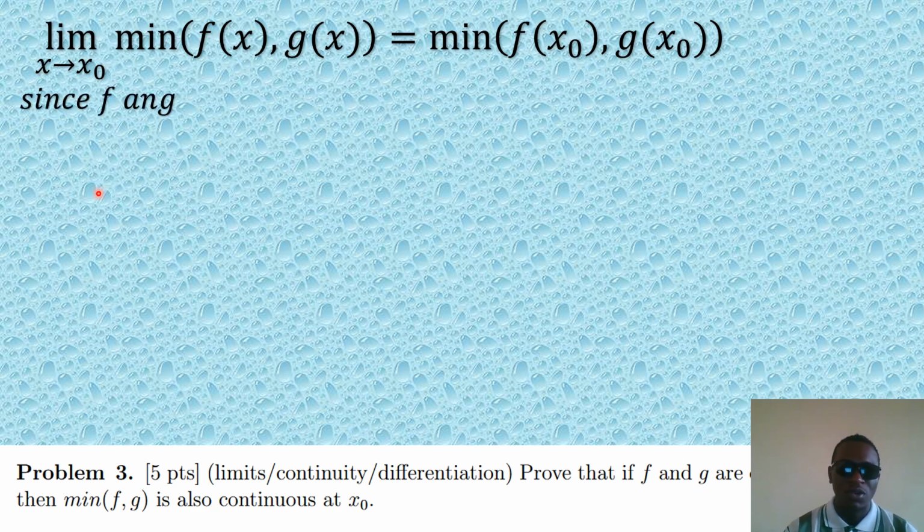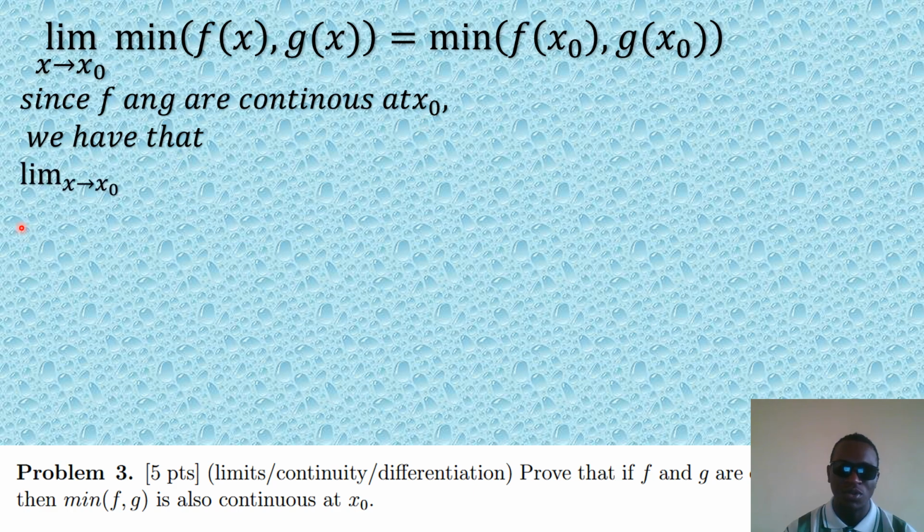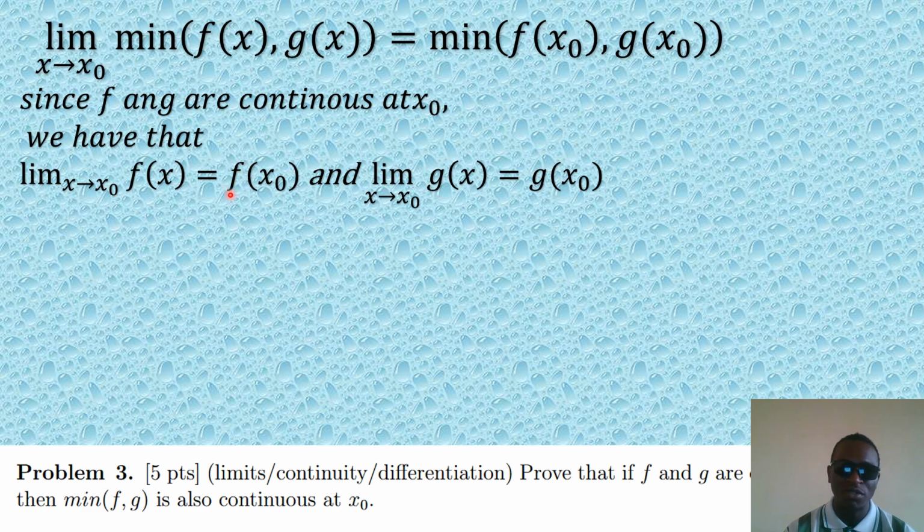So when f and g are continuous at x0, it means that the limit as x tends to x0 of f of x is equal to the function value at that point. Remember, when a limit exists, the left hand limit must be equal to the right hand limit, and that limit, you can call it L if you wish, should be equal to the function value at that point.